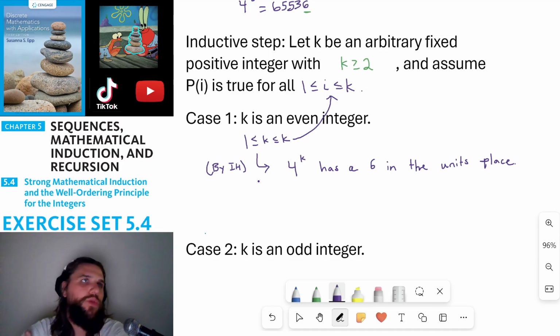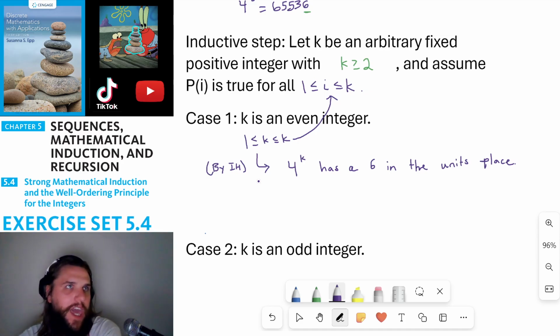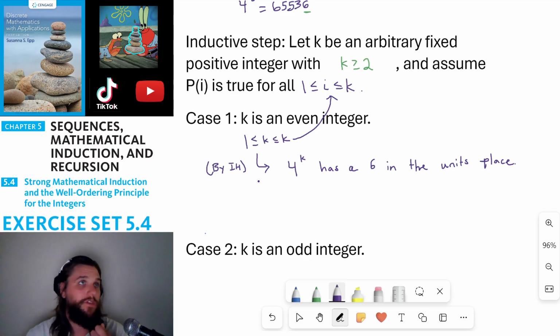But we're not trying to prove information about 4 to the k in this inductive step. We're trying to prove that P of k plus 1 is true, which means that 4 to the k plus 1 has a 4 in the units place. That's what we want to show. Well, we know that 4 to the k ends in a 6.